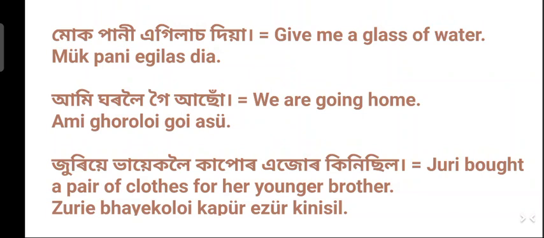Here bhayek gets the oloi suffix, so bhayekoloi. Bhayek means her brother, Juri's brother. And Zuriye gets the nominative suffix. Kapur, here it's accusative suffix. So bhayekoloi gets the dative suffix, for her brother. Zuriye bhayekoloi kapur ejor kinisil. Zuri bought a pair of clothes for her brother. Kapur means cloth. Ejor means a pair. Kinisil means bought.